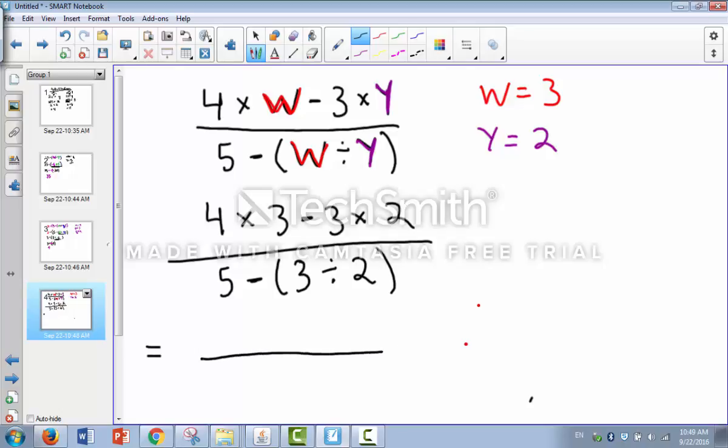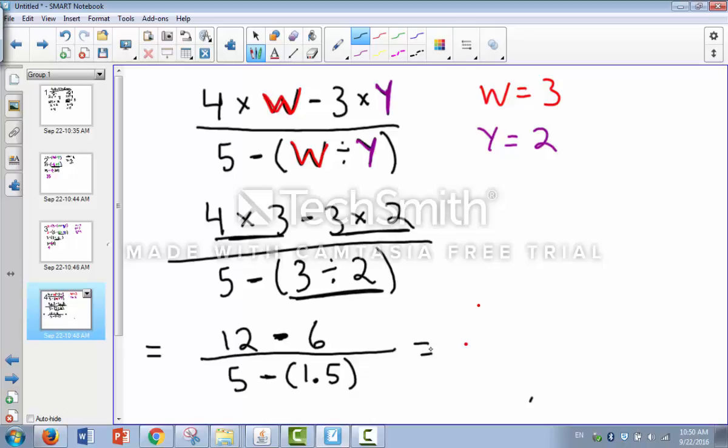Looking at the numerator first, multiply left to right. So we get 12, and then the next is 6. And then on the denominator, on the bottom, we're doing the brackets first. Also, division would come first anyways. Uh-oh, I made up this question. So now we're going to get some decimals. That's okay. 3 divided by 2 is 1.5. So 5 minus 1.5. That's what happens when you sometimes make up questions, but that's okay.